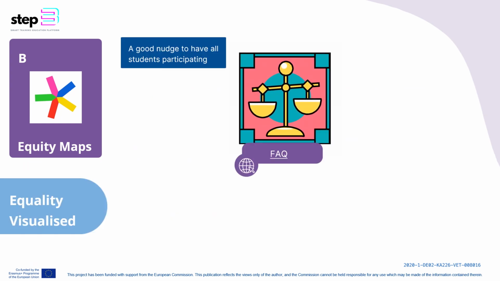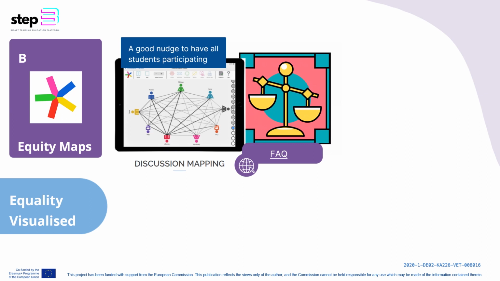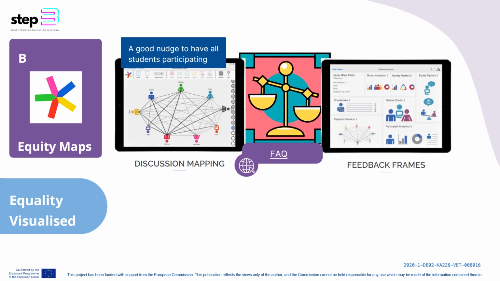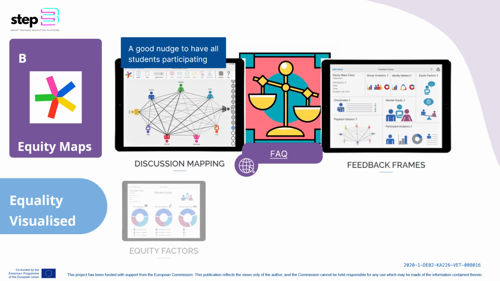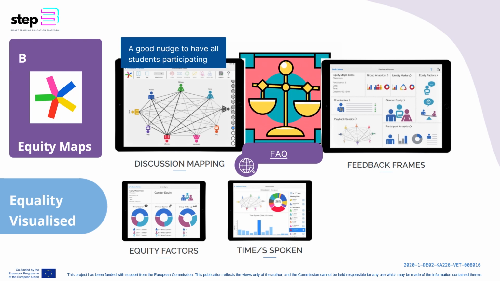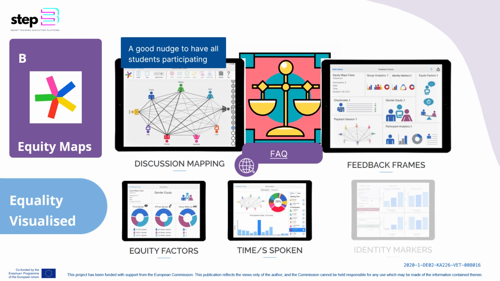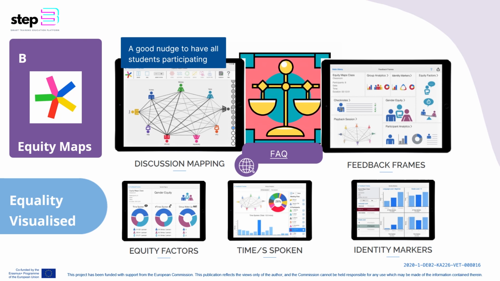Equity Maps actually constitutes a great nudge to have every student participate. It involves options such as discussion mapping, which basically records the way that the conversation has taken place. It also has feedback frames, which are the outcomes, the results of the session. Equity factors displays the equity ratio. Time spoken is self-explanatory. And with identity markers, you can track participation by subgroups within your group or class. You can add up to 2 categories with multiple characteristics.